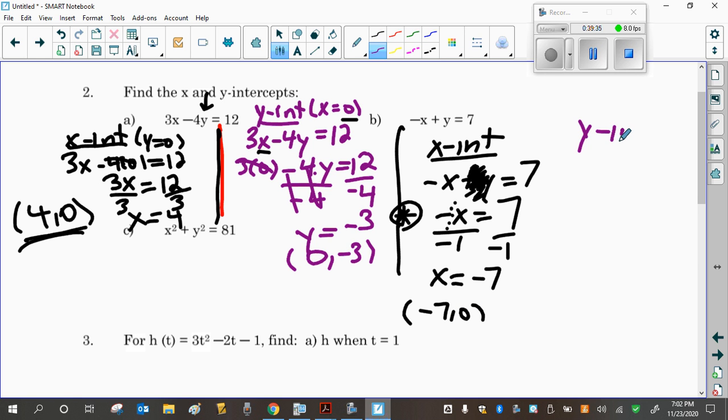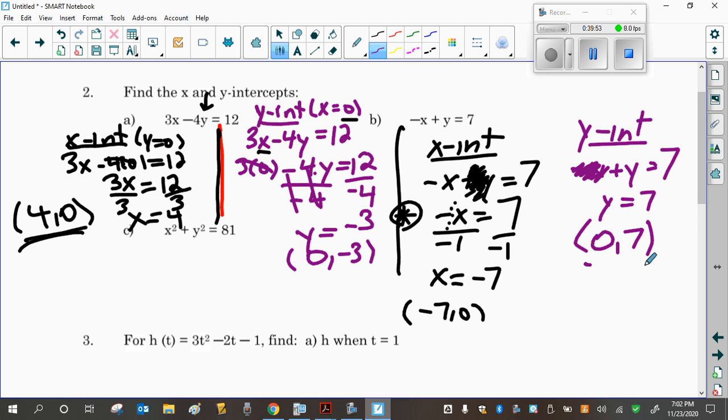The y-intercept, we can do the same way. Wherever you find the y-intercept, you get rid of the x term, because x equals 0, so you can just get rid of that. And look at y equals 7, you're done. There's nothing to do here. It just tells you y equals 7, so there. Don't forget to write it as an ordered pair.